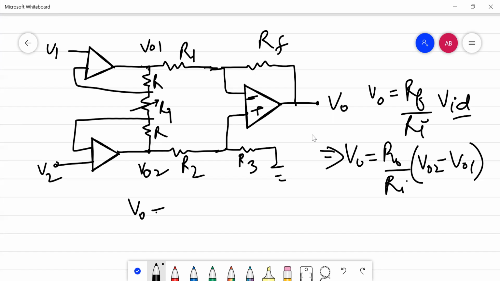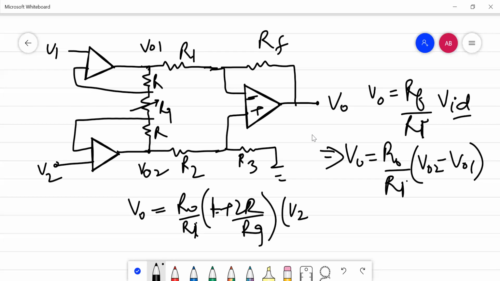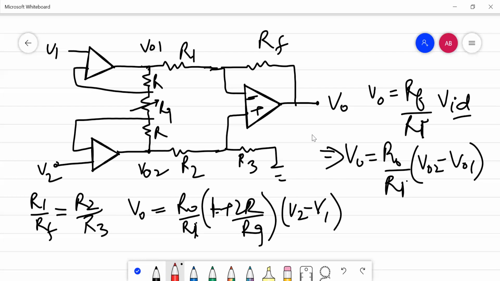So now we have to apply the value here. So V0 will be equal to R0 upon Ri. Sorry, this is my R1. This is R1 here. So now this will be equal to V02 minus V01's value, which was coming out to be 1 plus 2R upon Rg multiplied by V2 minus V1. Now one thing that should be kept in mind is the ratio of R1 upon Rf should be made equal to the ratio of R2 upon R3. So for convenience, these resistors are taken of the same value.